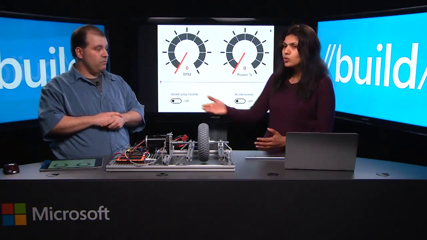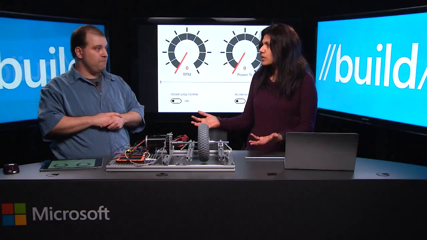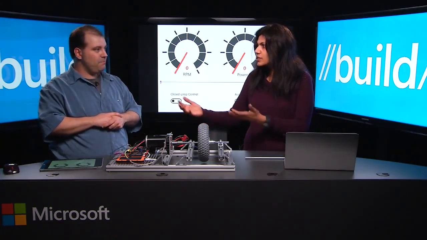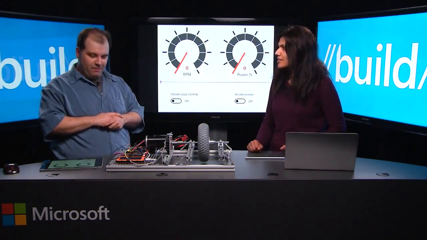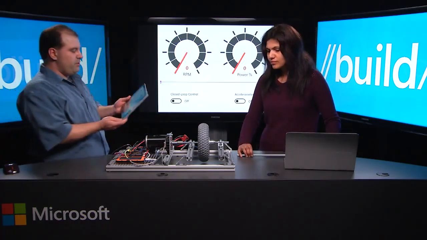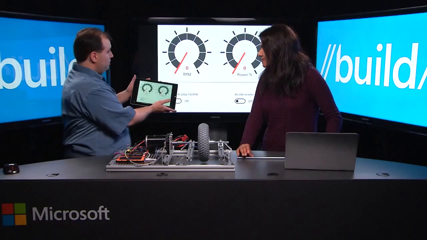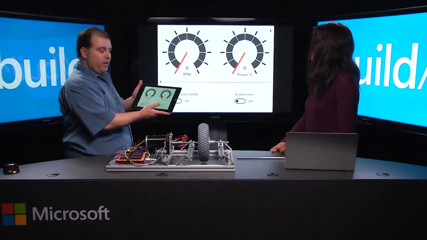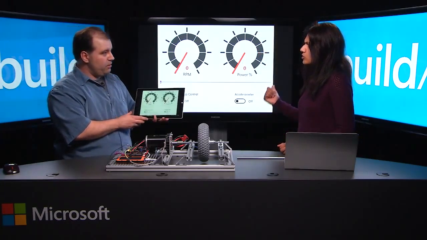This is really good because most of these IoT things, they don't have a display. This is essentially giving a display to a displayless thing. Exactly. So what we're showing here is the same UI is being remoted from the IoT Core device. How did you do that?